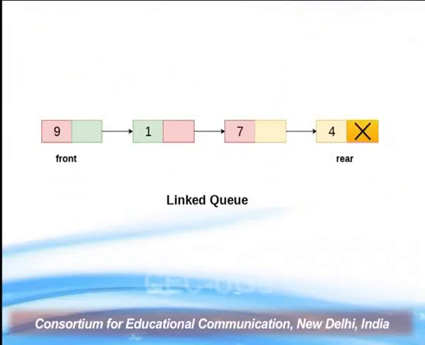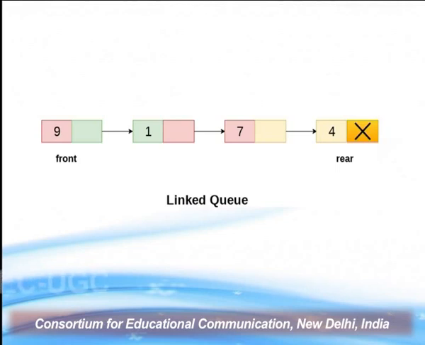So, in a linked queue, each node, on the lines of a stack, will contain two parts, one is data and another one is the link part. Each element of the queue points to its immediate next element in the memory, and as it is a dynamic implementation, please remember these elements are not contiguous. On the screen you can see the picture of a linked queue. It has the elements 9, 1, 7 and 4.